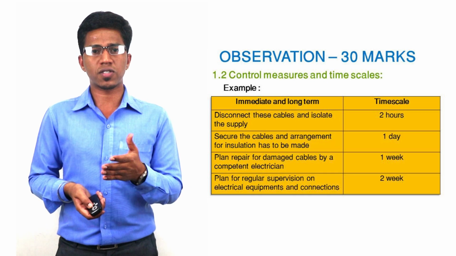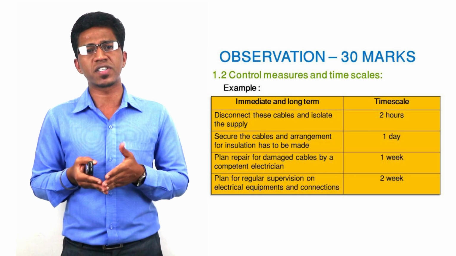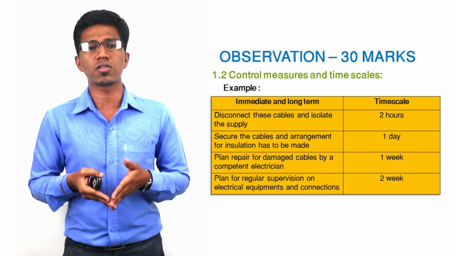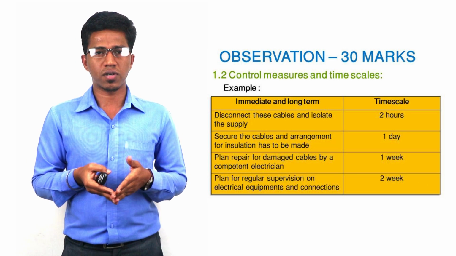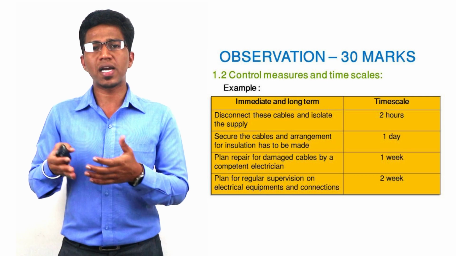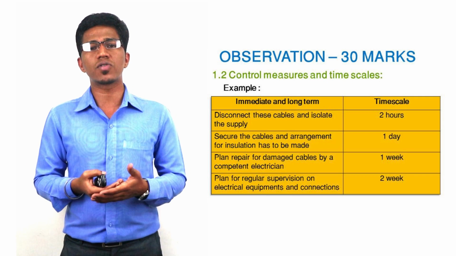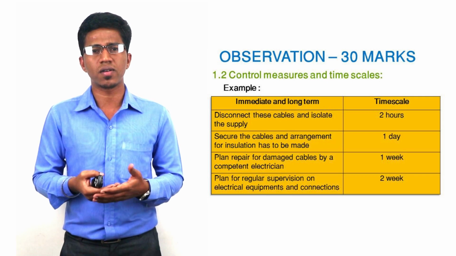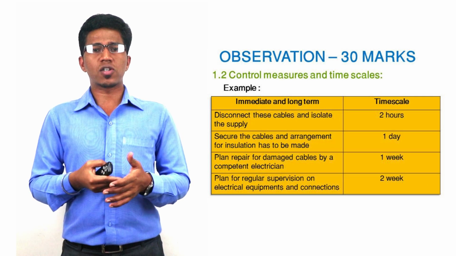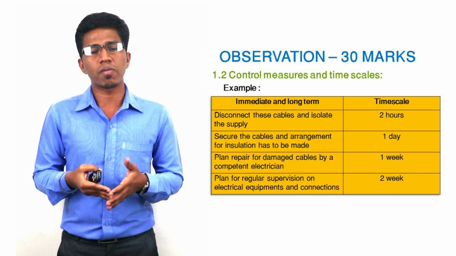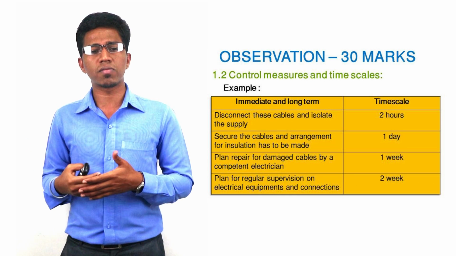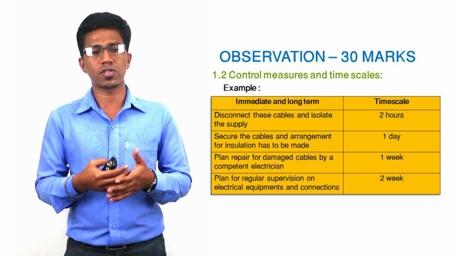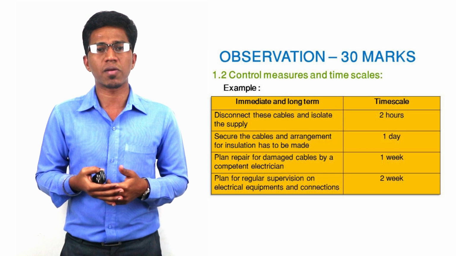Let's take an example of control measures. Now I spoke about control measures. I said corrective and preventive. That's nothing but your immediate and long-term actions. For the same observation, I have a good number of control measures here. I'm disconnecting the cable, I'm isolating the supply. How much time do you require to do this? Probably an hour or two. The second control measure I've given here is to secure the cables, and arrangement for insulation has to be done. I'm talking about the long-term actions: plan for regular supervision, plan for repairing the damaged cables.